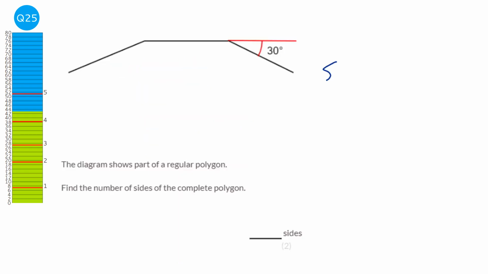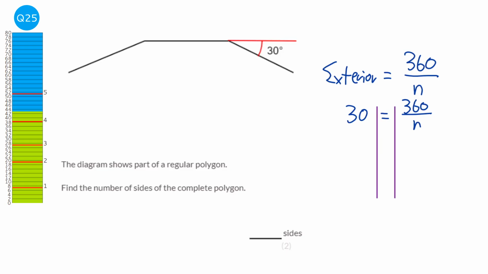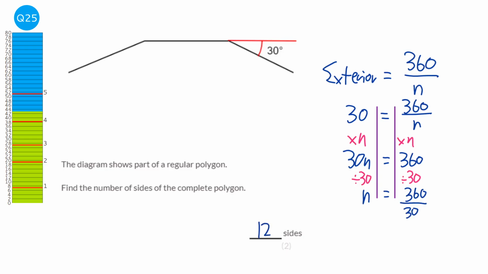The formula for an exterior angle for a regular polygon is 360 divided by the amount of sides. Now here we're given the fact that the exterior angle is 30 and we're looking for n, so we just need to rearrange the equation. We can times both sides by n, and then divide both sides by 30. And so we've got n equals 360 divided by 30. And when you do 360 divided by 30, we get the answer of 12. So it's a 12-sided shape.